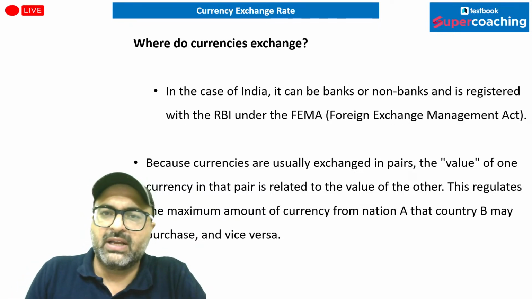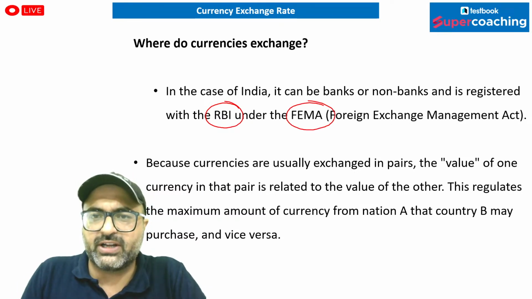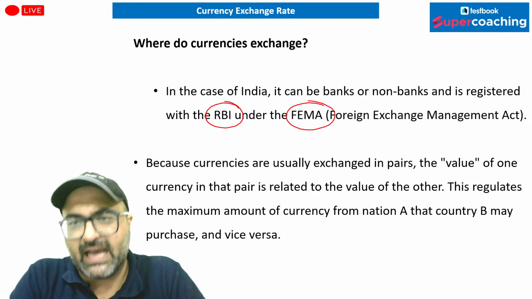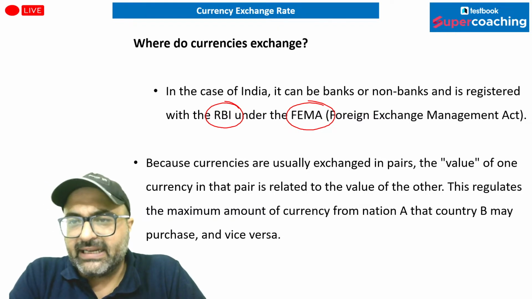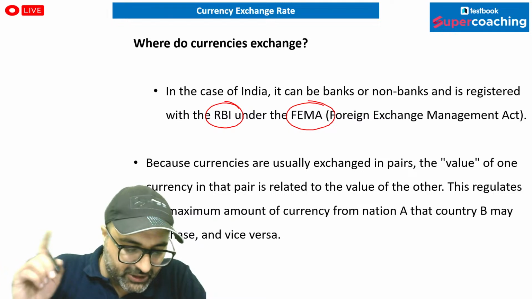As I mentioned, regulator of foreign exchange market is RBI, and RBI is regulating foreign exchange market under Foreign Exchange Management Act 1999. Now, because the currencies, Rick, I will be taking your doubts in the end, beta.